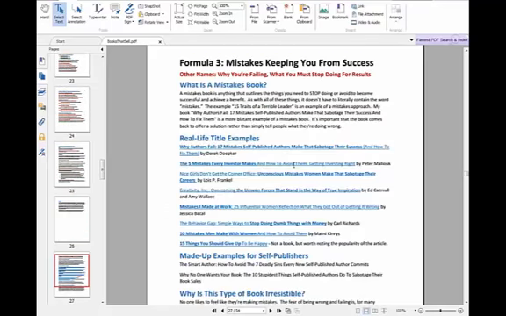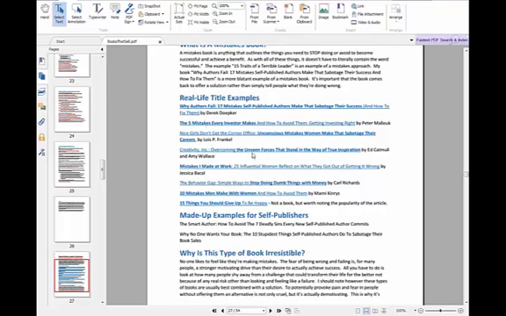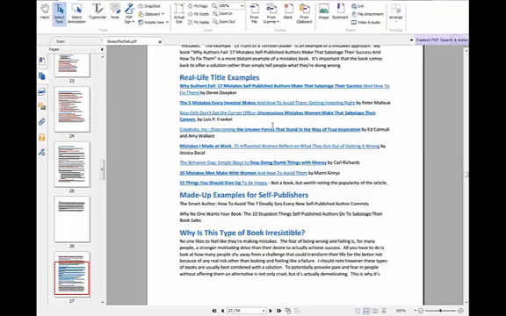So formula number 3, mistakes keeping you from success. A classic thing. It can be played out a little bit, but it's still intriguing given that we never want to make mistakes. So if you see my book, Why Authors Fail, 17 Mistakes Self-Published Authors Make to Sabotage Their Success. 5 Mistakes Every Investor Makes. It doesn't have to use the word mistakes, by the way. You'll realize a lot of these things don't follow the template exactly as it is, and that's great because you should use your own words. You get the gist behind it and you do your own thing.